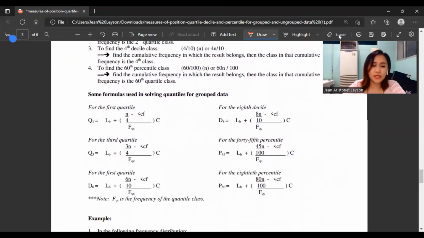So we have here some formulas. For the first quartile, that's LB. Do you still remember this one? That's the lower boundary, plus the quantity of n over 4, that's the location of the quantile class, minus the less than cumulative frequency, so the cumulative frequency below the quantile class, over f sub QC. Take note, f sub QC is the frequency of the quantile class, times c. So those are the formulas.